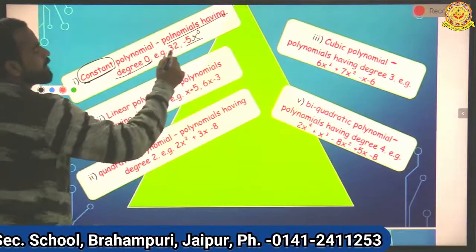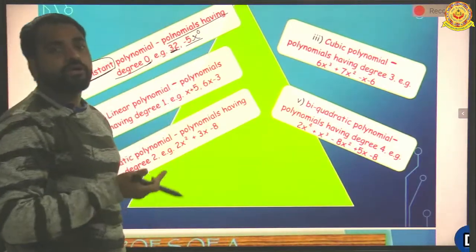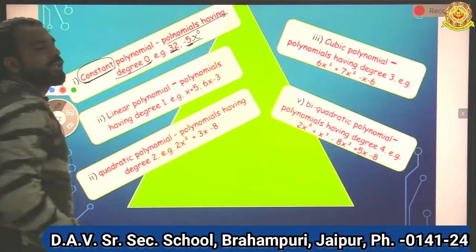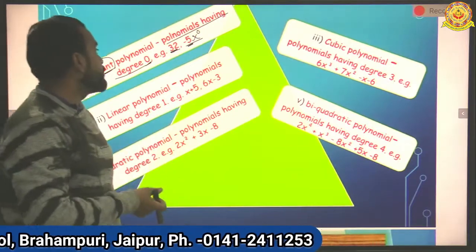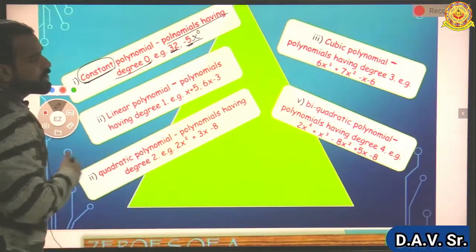Now for example, 32. In 32 there is no variable, so we can call it a constant polynomial. Similarly minus 5, they don't have any variable here, so we can call minus 5 also a constant value, or constant polynomial, or 0 degree.